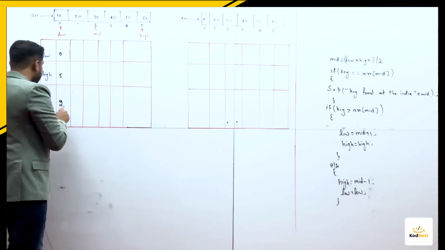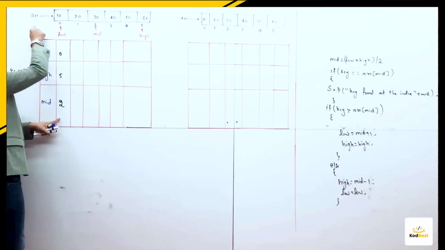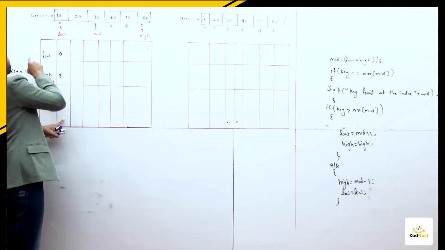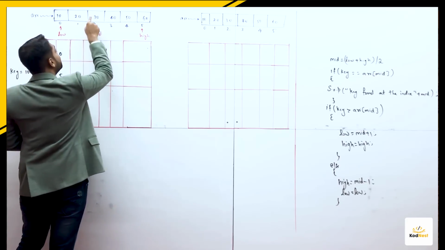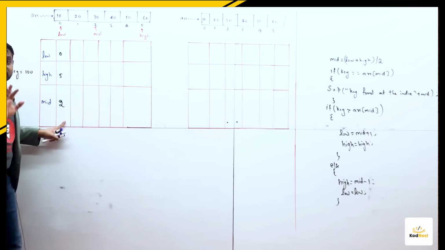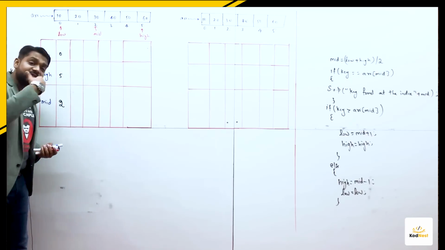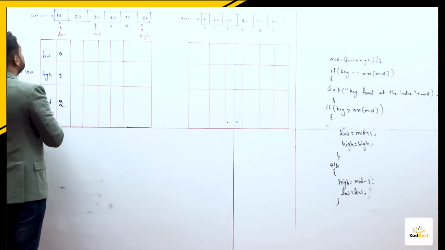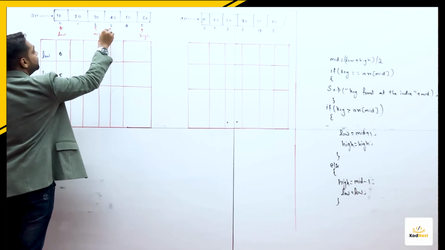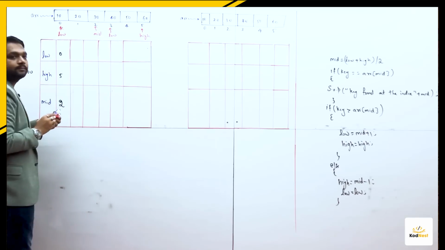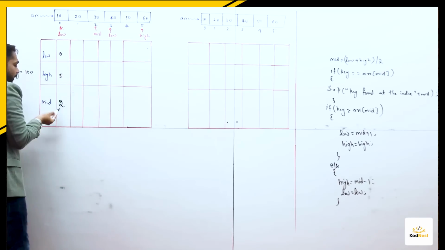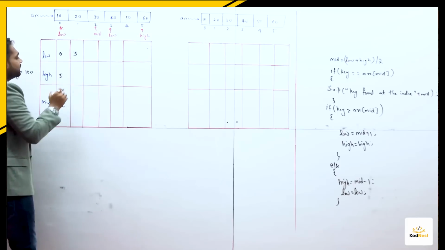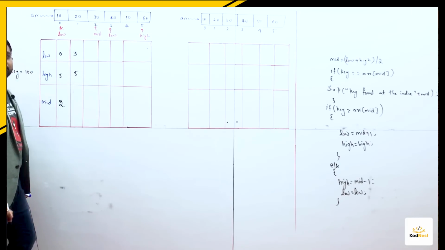Now, after calculating mid, I would check if key matches with array of mid. Is it matching? No. If it is not matching, I have to check whether key 100 is greater than array of mid. Yes. Key is greater than array of mid. If it is greater, what are we doing? We are making low point to one step ahead of mid. Mid is 2, one step ahead of mid is 3. Let high be there only, no change.